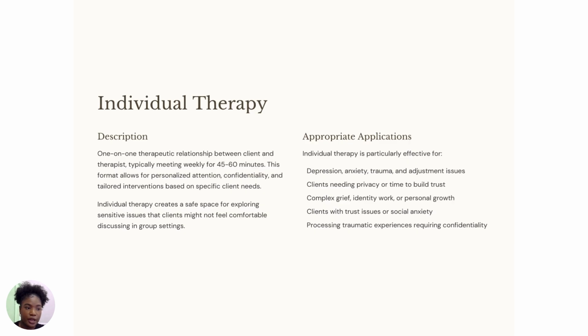So individual therapy is one-on-one, between the therapist and the client, 45 to 60 minutes. It allows for personalized attention, confidentiality, and tailored intervention based on specific client needs. It creates a safe space for exploring sensitive issues. It's appropriate for depression, anxiety, trauma, and adjustment issues, clients needing privacy, complex grief, identity work, or personal growth.